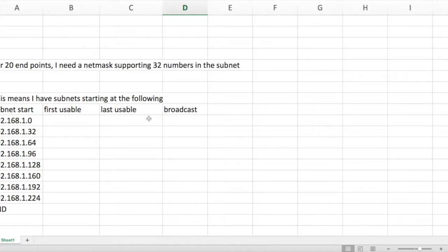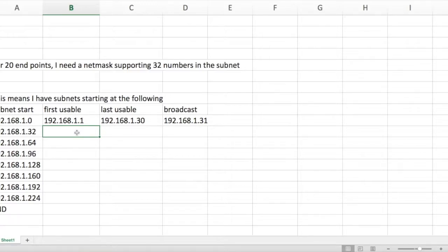So let's just fill out this table. It should be pretty straightforward, right? Usable address 192.168.1.1 because we know the .0 is the subnetwork number and we can't use that. We can fill in the broadcast address as 192.168.1.31 because the broadcast address is always the last number in the subnet. So that tells me my last usable address is 192.168.1.30. Pretty cool. Okay, that's straightforward.